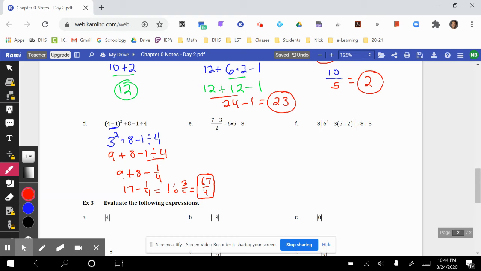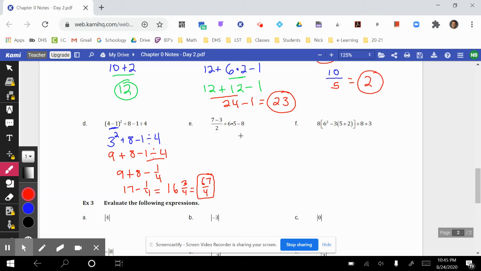Now why don't we pause the video and you try letter E and let us know what the answer should be. All right, let's see how we did. We have 7 minus 3 divided by 2 plus 6 times 5 minus 8.